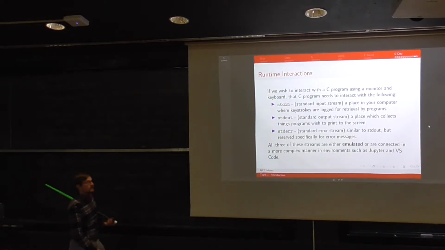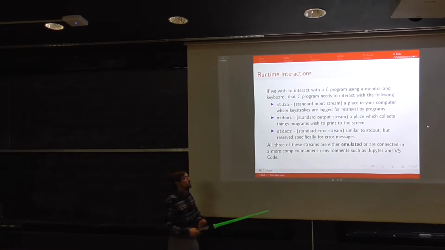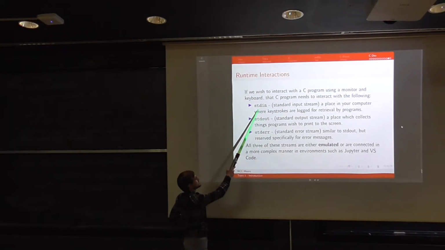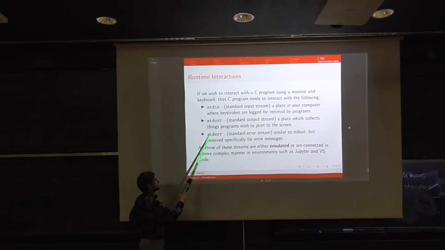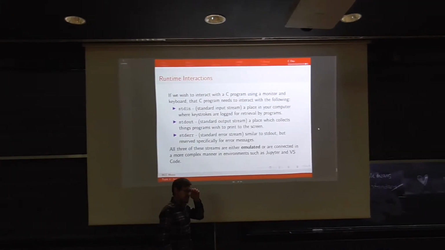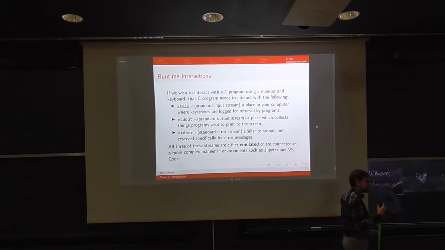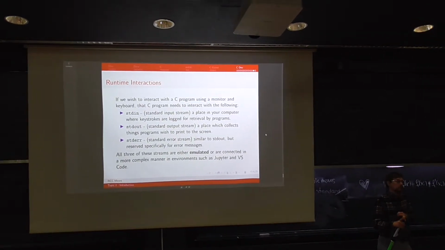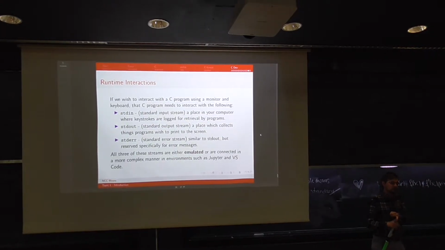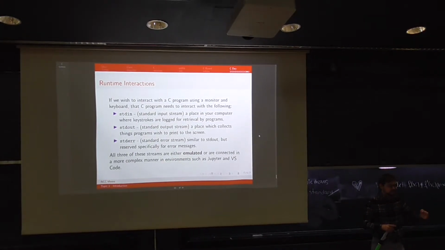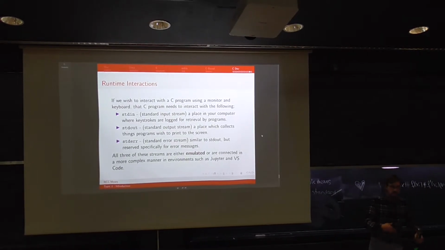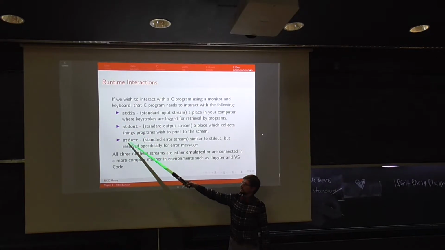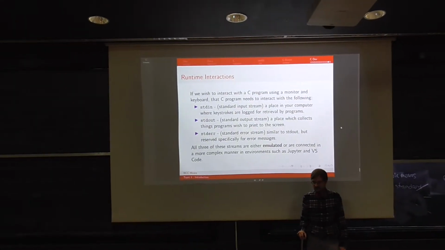If we wish to interact with a C program using a monitor and keyboard, that C program needs to interact with the following: standard input, standard output, standard error. These are the mechanisms by which your program acquires input, produces output, at least insofar as it's outputting characters into a terminal or something like a terminal, which is what we're going to be doing most of the time. And standard error, which is kind of like standard output, but specifically and only for error messages.